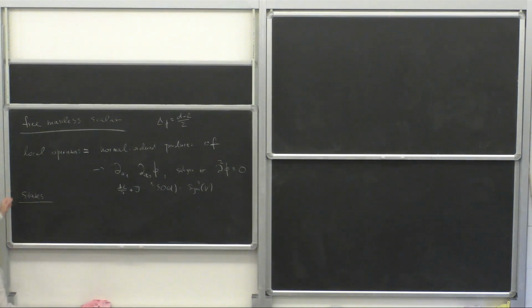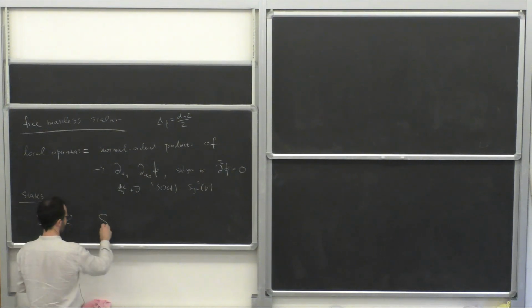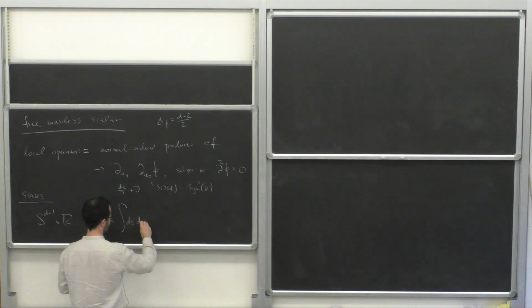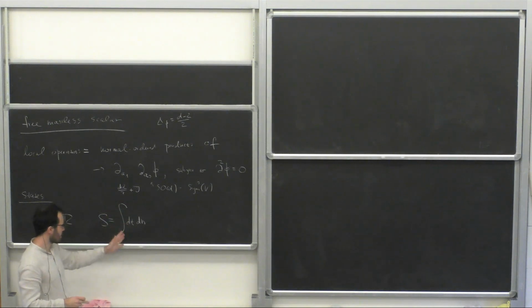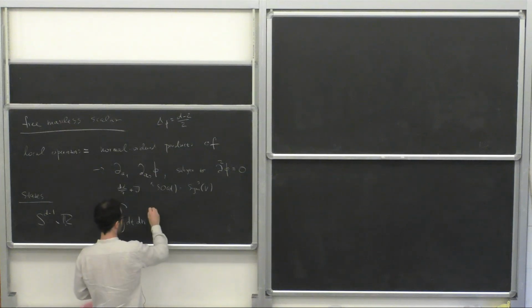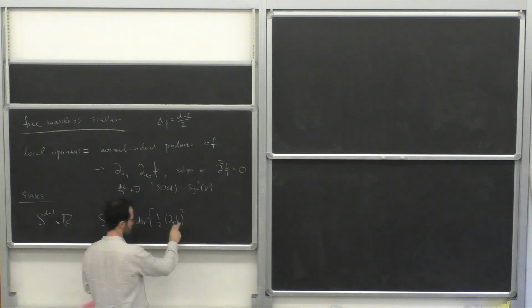We want to consider states on S^(d-1). So we would quantize the theory on S^(d-1) times R, starting from the action, which looks kind of like this. Let's write the Lorentzian action. We have an integral over time, integral over the unit sphere of something like 1/2 (dt phi)^2. This is the kinetic term.